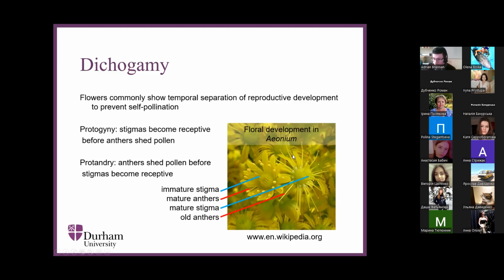And then in this older one, the flower carried on developing, it's pulled back the stamens that are now expired, and the female stigma has carried on developing and has opened up and will receive pollen from other flowers.